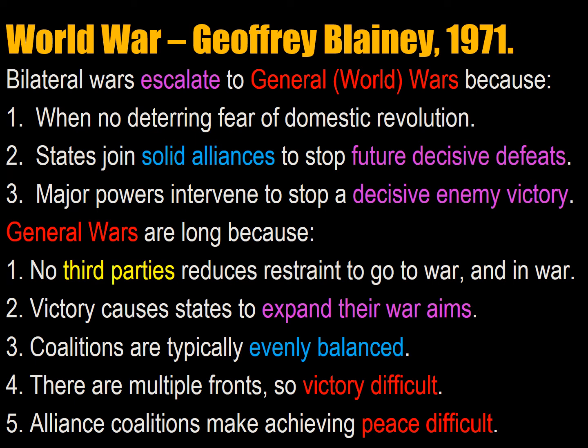Two, states join solid alliances to stop future decisive defeats. An example would be France and the UK confronting Germany in 1910. Three, major powers intervene to stop a decisive enemy victory. Russia and France intervened in 1895 to limit the territorial gains Japan made against China, particularly on the Shandong Peninsula.